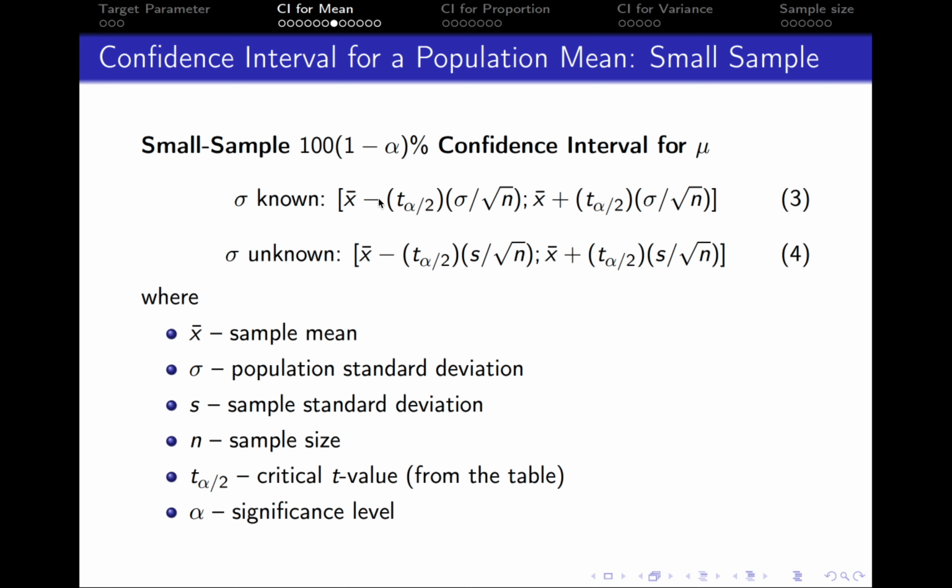And there is a special table, which I will show you in a second, that includes all the critical t-values. So to construct the confidence interval when we know the standard deviation, we need sample mean, we need the critical t-value for the significance level of alpha divided by 2, we need population standard deviation divided by the square root of the sample size. And when we do not know population standard deviation, we will approximate it with sample standard deviation, and the rest of the confidence interval looks exactly the same.